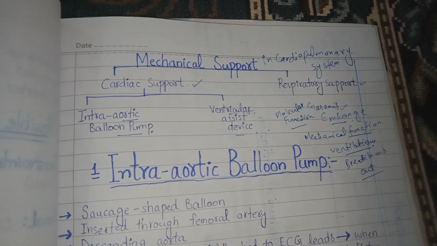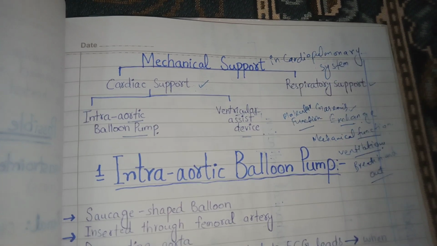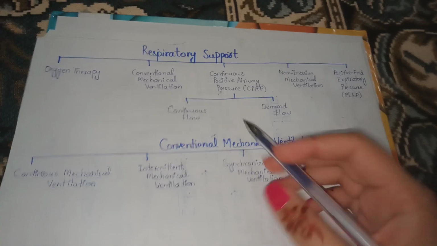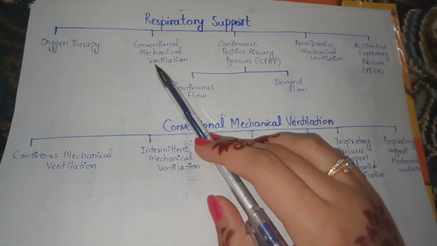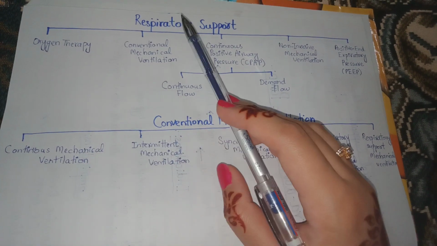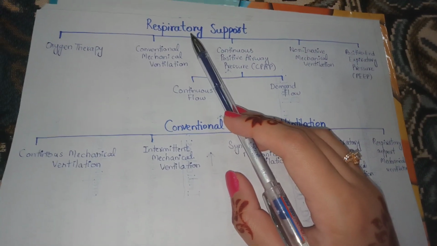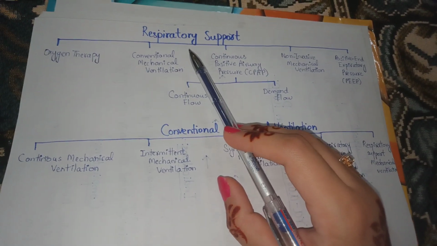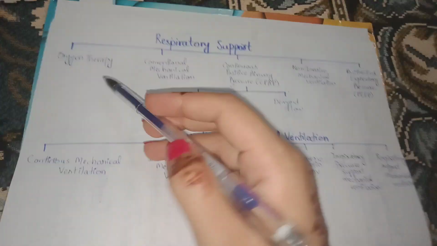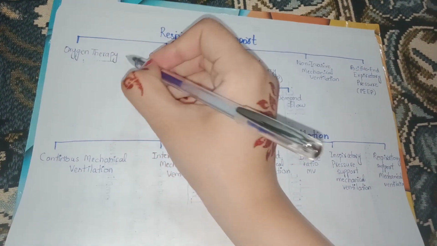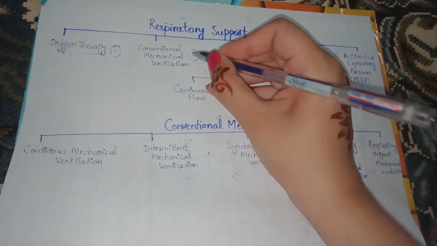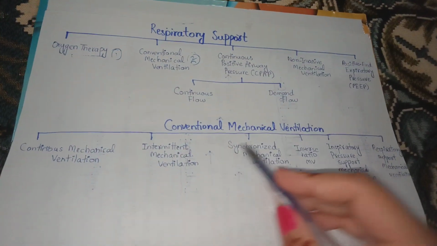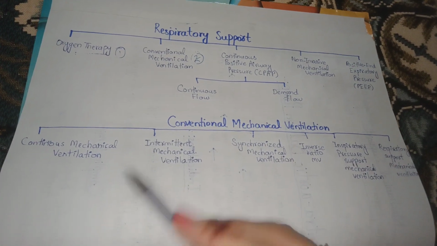Now we will discuss the types of respiratory support. There are 5 types of respiratory support. In this video we will discuss only their names, and in the further lectures we will discuss them in detail. Number 1 is oxygen therapy. Number 2 is conventional mechanical ventilation. Conventional mechanical ventilation also has 6 further types.